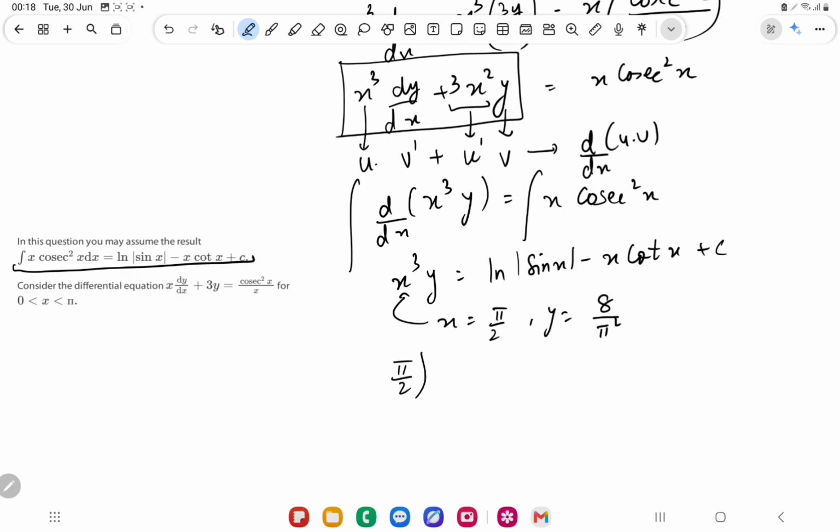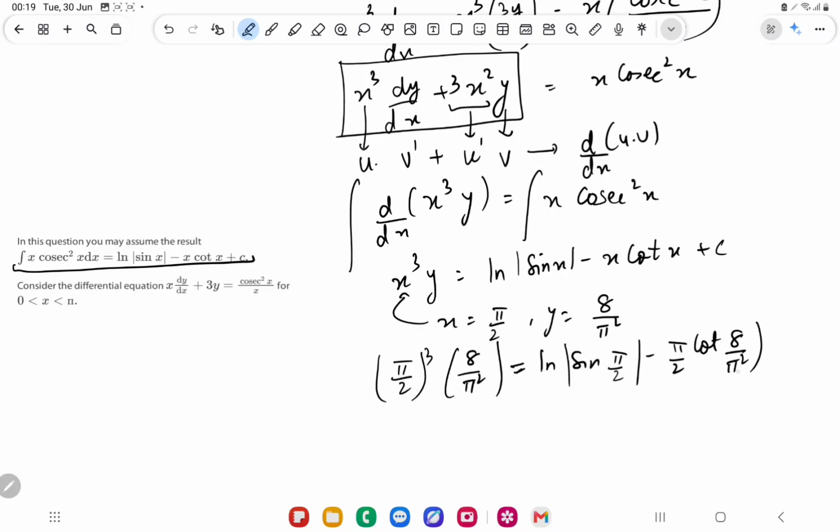So this becomes pi by 2 whole cube into 8 over pi square equals ln sin pi by 2 minus pi by 2 cot pi by 2, plus c.